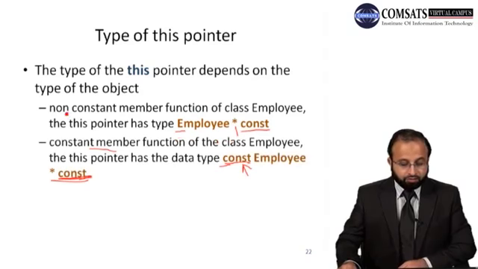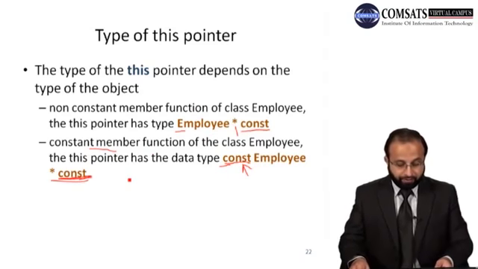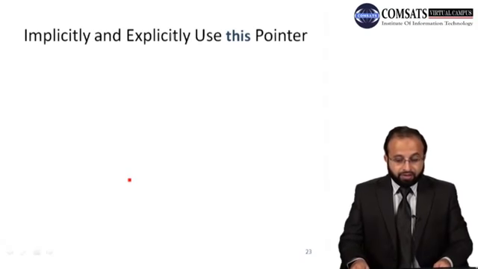So in case you call a non-constant member function, the type of this pointer is Employee * const, and in case of calling a constant member function, the type of this pointer is const Employee * const. I hope that will be clear. Now, implicit and explicit use of this pointer.